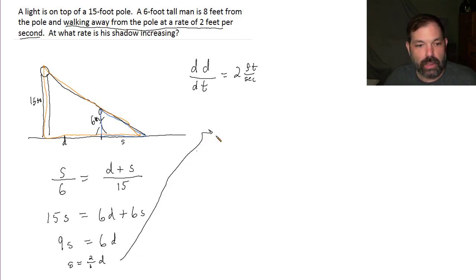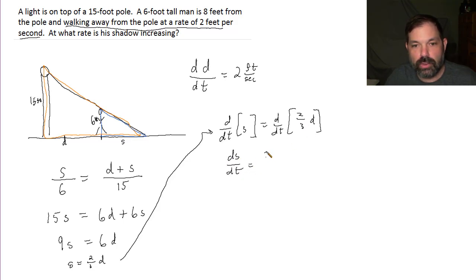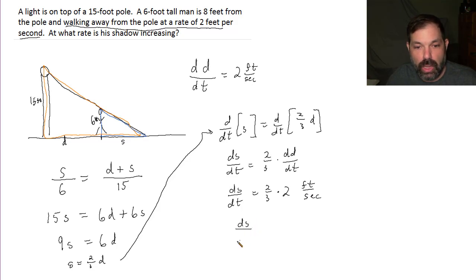Alright, so now let's take this. We know that S is equal to 2/3 D, and let's calculate d/dt of S, and that would be equal to d/dt of 2/3 D. So then dS/dt is equal to 2/3 dD/dt. So then dS/dt is equal to 2/3 times 2 feet per second. So then dS/dt, the change in the shadow with respect to time, is 4/3 feet per second.